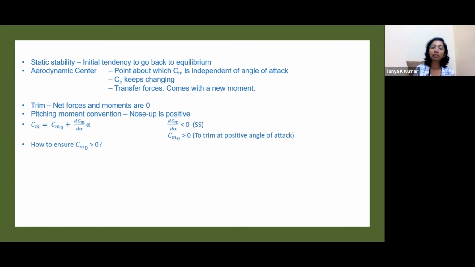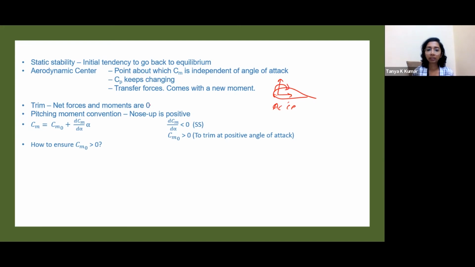So we picked a point which is independent of the angle of attack. So we represented all of the forces. If this was your center of pressure, Cp, and this is AC, we translated, we moved all of the forces and moments to the aerodynamic center. So when you move the forces, lift and drag, it also comes with a moment. So there's also a CMAC. When you transfer forces from one point to another, it comes with a moment.